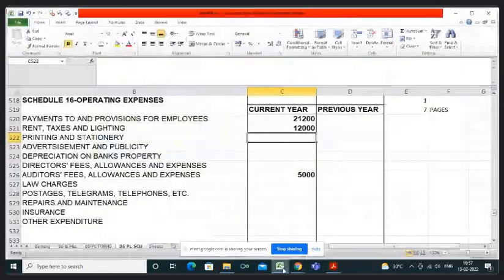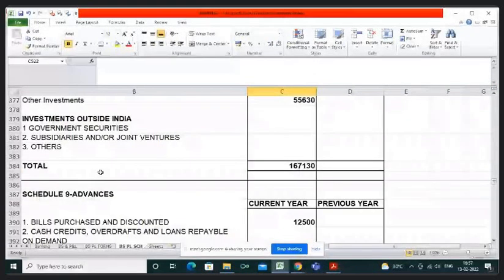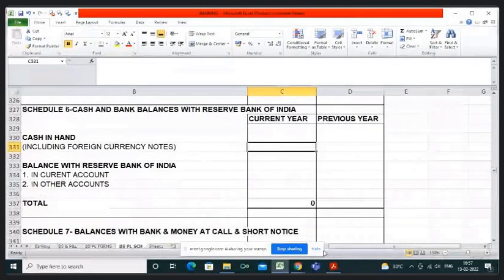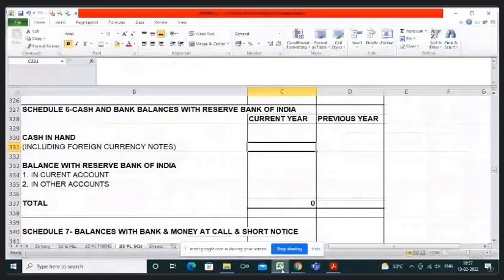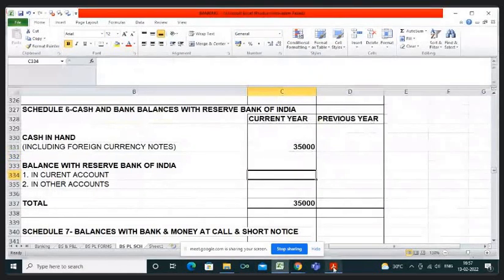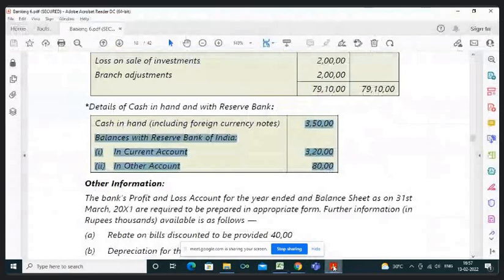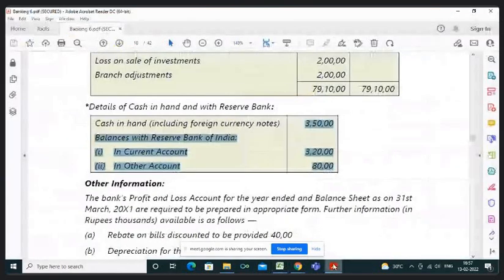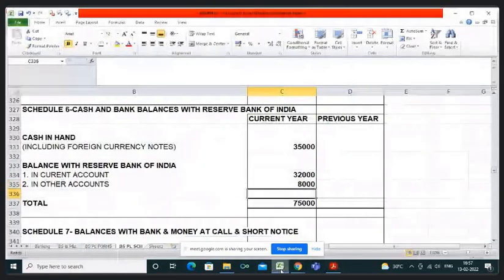Let's move on to schedule number 6 now. So cash in hand. How much is the cash in hand? Cash in hand is 35,000. And then balance with Reserve Bank of India, in current account, 32,000. And in other accounts, it is 8,000. So total is 75,000. In the trial balance, they have given just this total.